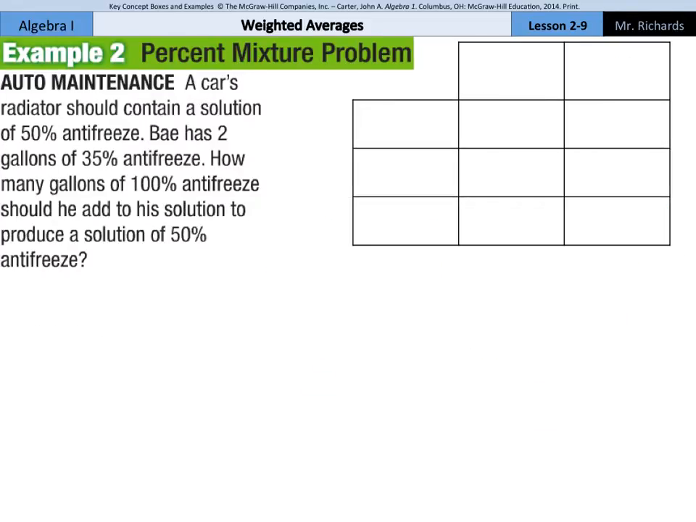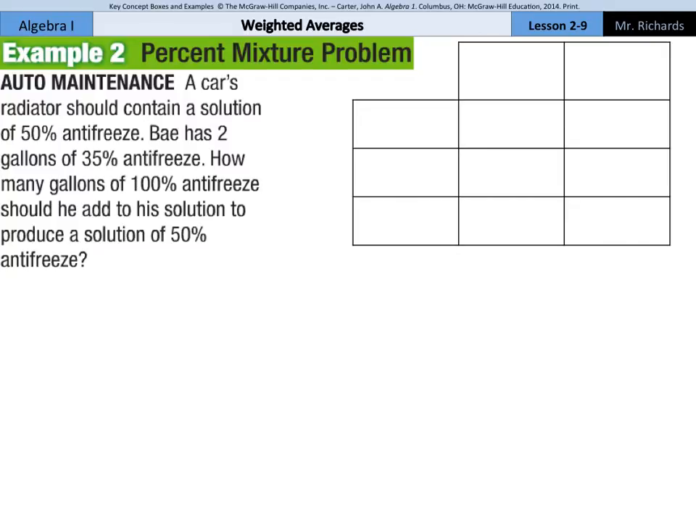Example 2 is a percent mixture problem. A car's radiator should contain a solution of 50% antifreeze. Bai has 2 gallons of 35% antifreeze. How many gallons of 100% antifreeze should he add to his solution to produce a solution of 50% antifreeze?